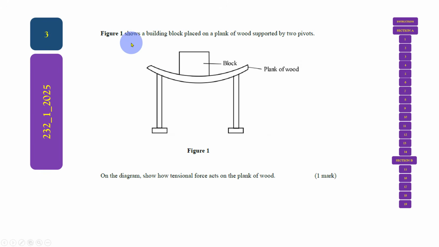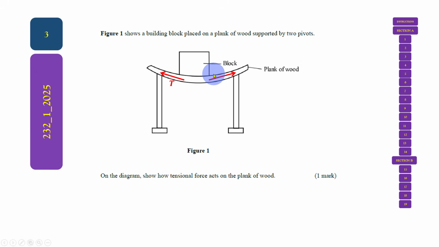In question 3, we are told that figure 1 shows a building block placed on a plank of wood supported by 2 pivots. There is this plank of wood, there are these two pivots, and then there is a block over here. Now, on the diagram, show how the tension force acts on the plank of wood. How do we show tension here? Of course, the tension is supposed to be shown by 2 arrows which are pointing towards each other because this plank of wood is being stretched.